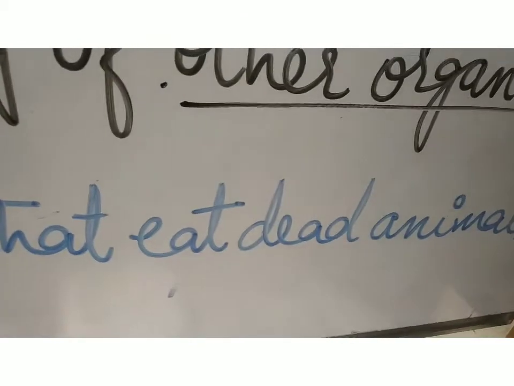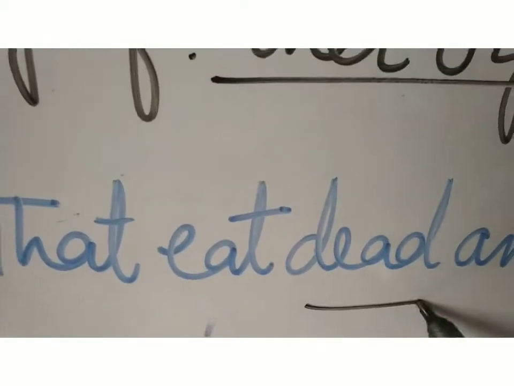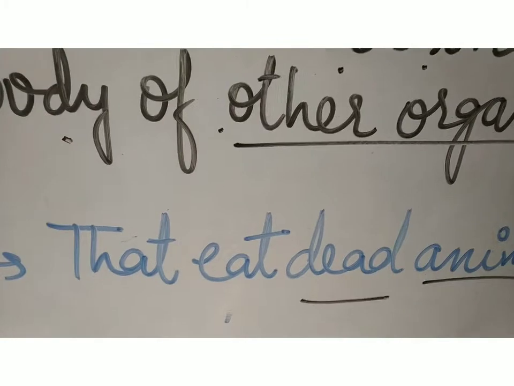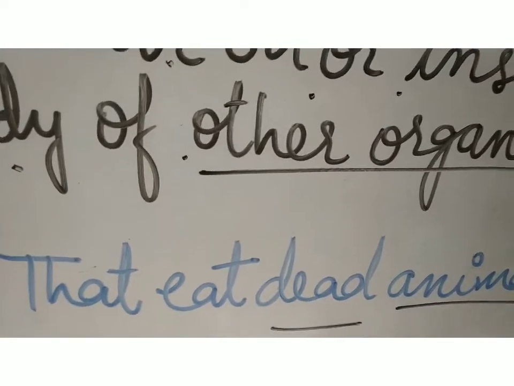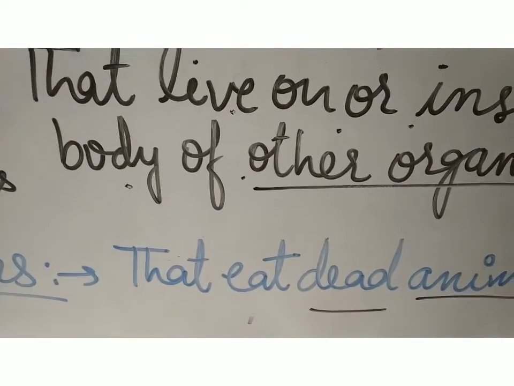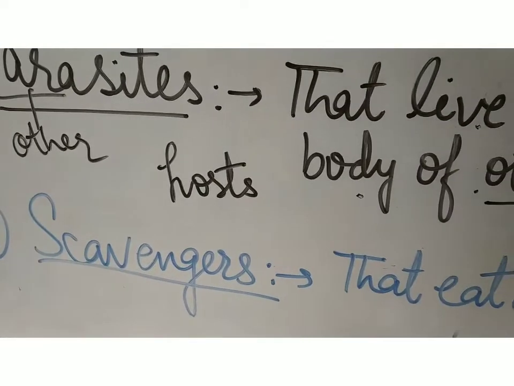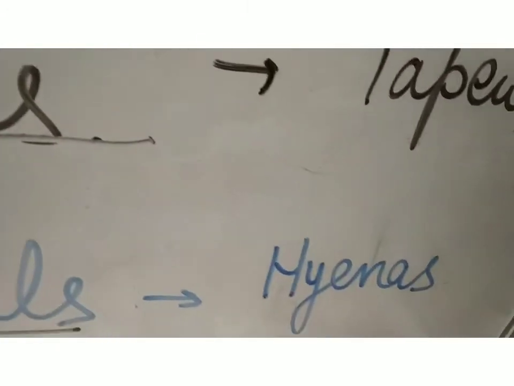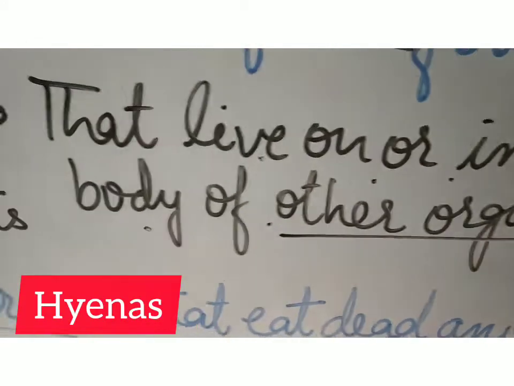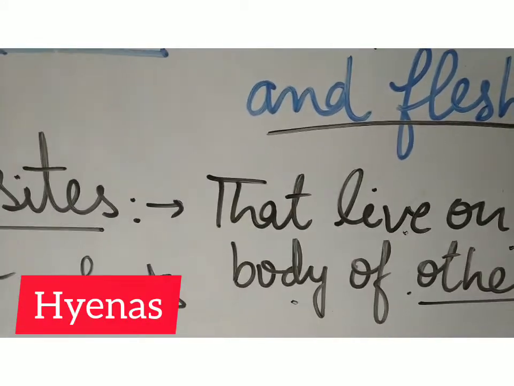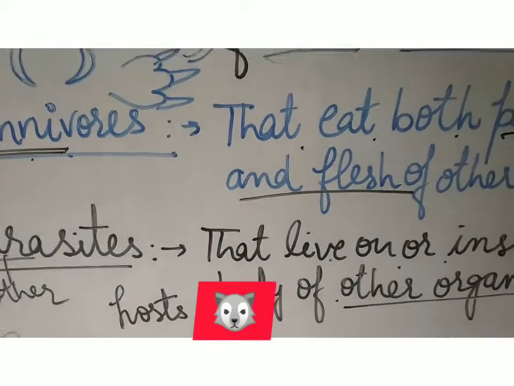The last category is scavengers. Scavengers are the animals that eat dead animals. Like hyenas. Other than hyenas, vultures and hawks also come into the category of scavengers.